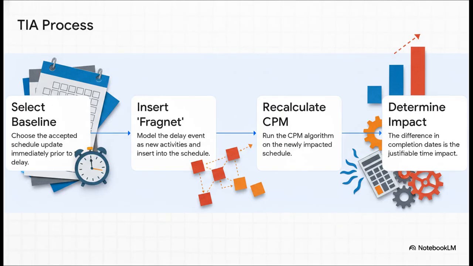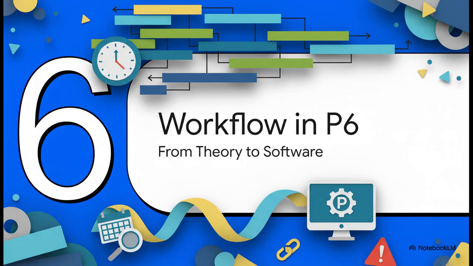We can actually boil that whole complicated chart down to these 4 essential steps. 1, you pick the right baseline, the accepted schedule right before the delay happened. 2, you model the delay event itself. We often call this a fragment, which is basically a mini schedule of the delay. 3, you plug that fragment into your schedule and hit recalculate. And 4, you measure the difference. The change in the project completion date is your time impact. Simple as that.